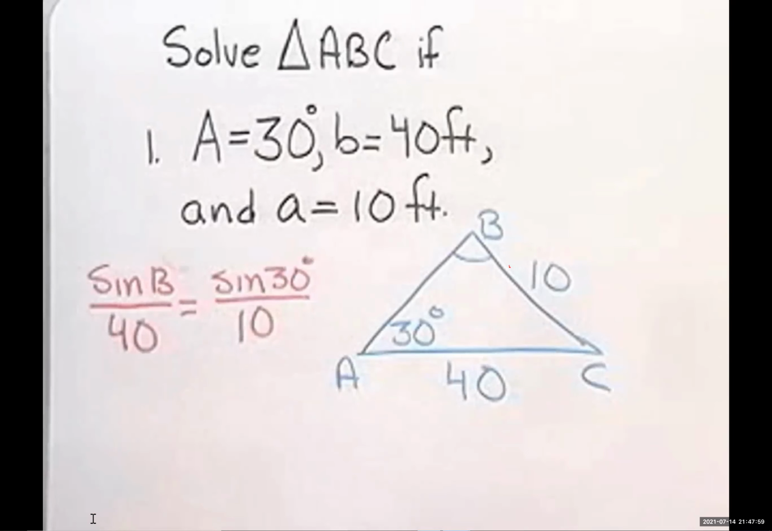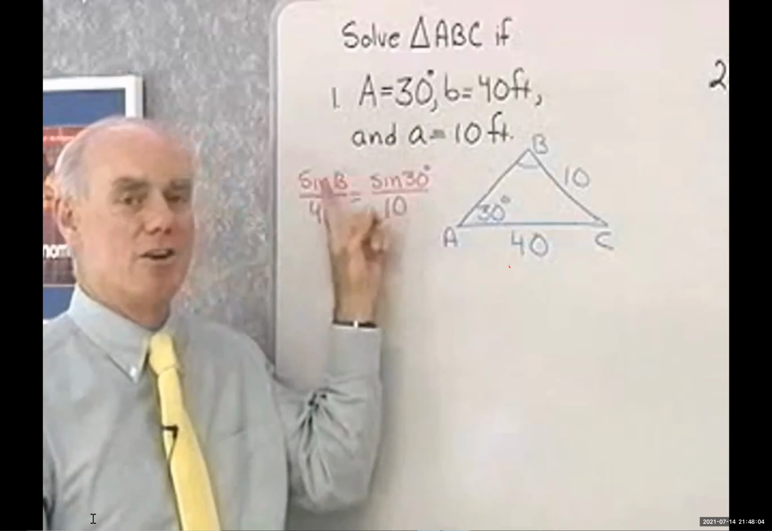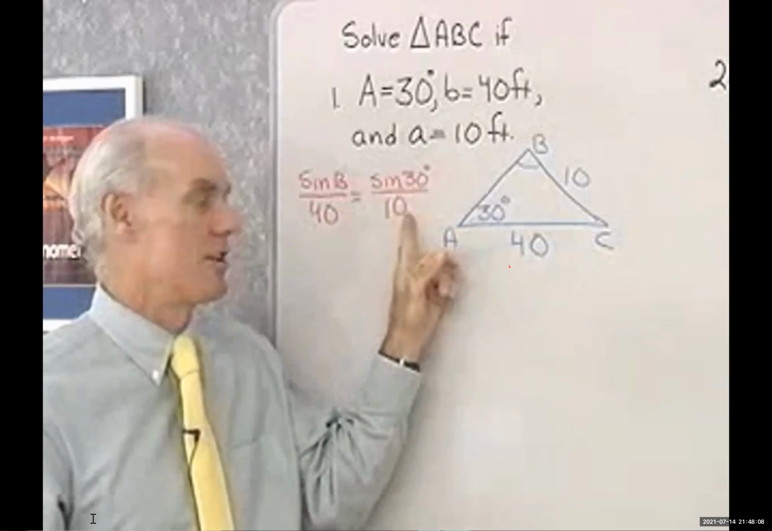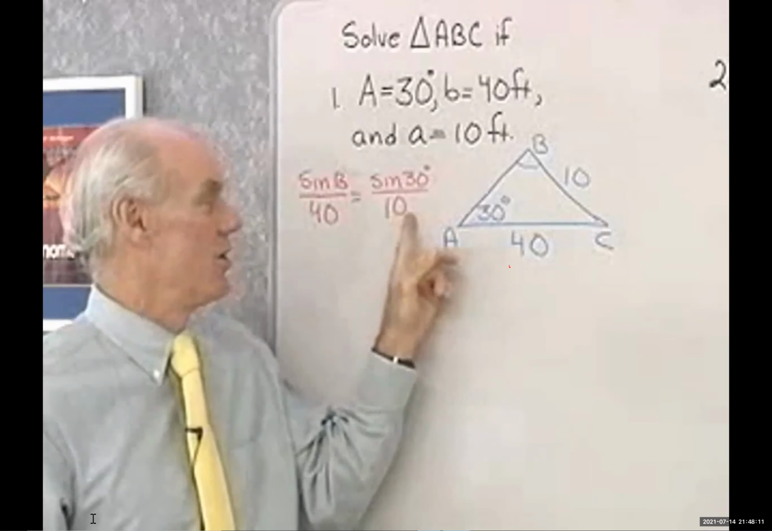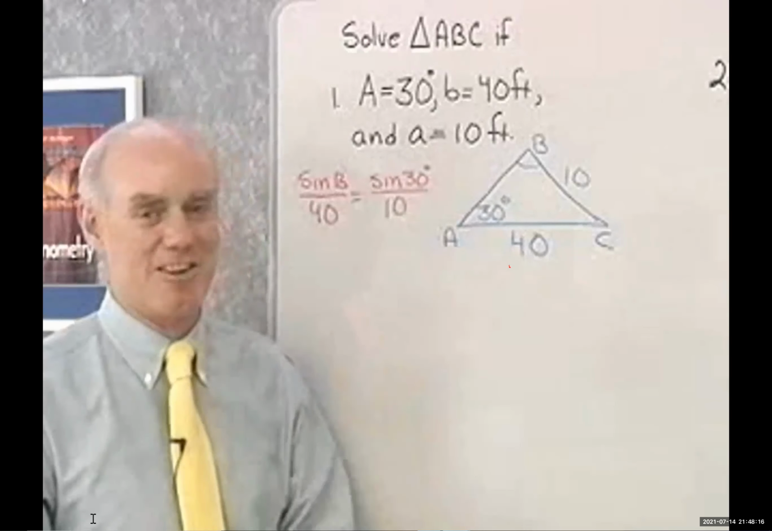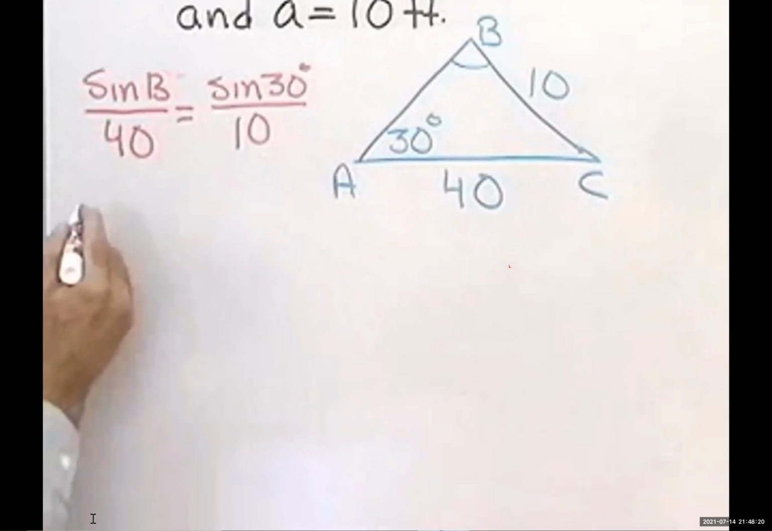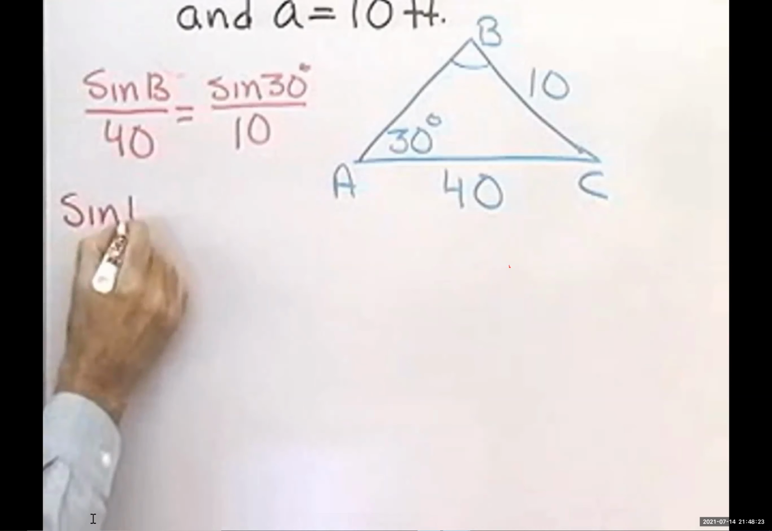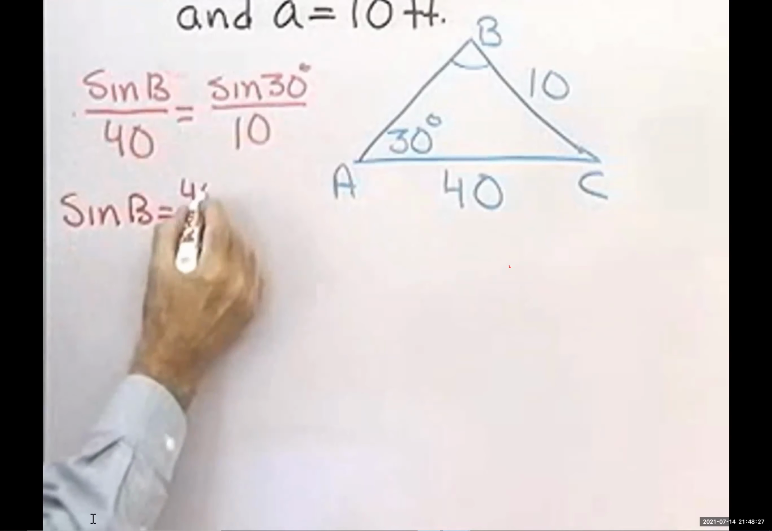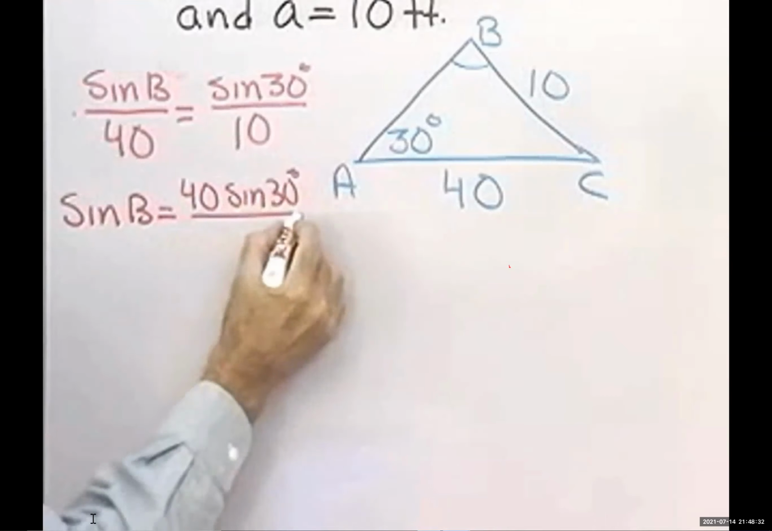So this is the law of sines, just like I used in the previous section, except here I'm saying the sine of an angle is to the length of the side opposite as the sine of some other angle is to the length of the side opposite it. So it looks just like the same ratios that we used in the previous section, it's just that they're upside down in this case. Let's solve for sine B. I end up with sine B is equal to, I'll multiply both sides by 40, so I have 40 sine 30, all divided by 10.